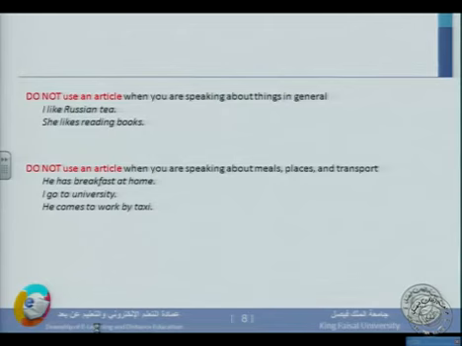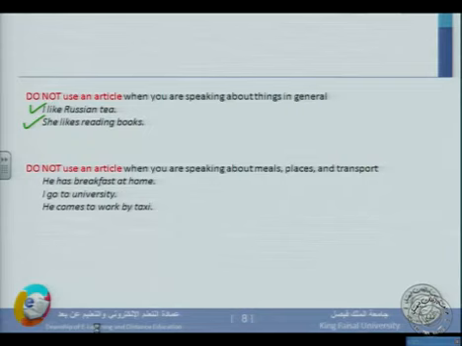Do not use an article when you are speaking about things in general. ما بنستخدم هذه الارتكلز اذا كنا بنحكي عن اشياء بشكل عام. For example, I like Russian tea. انا احب الشاي الروسي. هذا بشكل عام. ما في شاي روسي خاص. يعني to say I like the Russian tea، لا. She likes reading books. She likes reading books in general. بشكل عام. Okay.